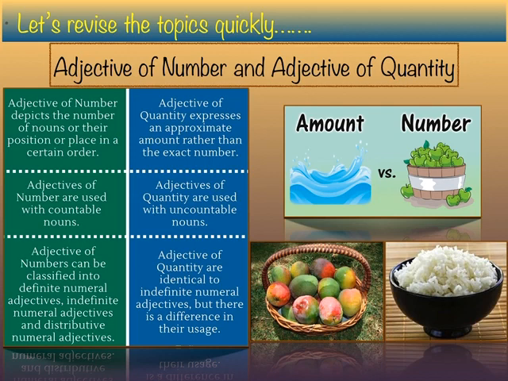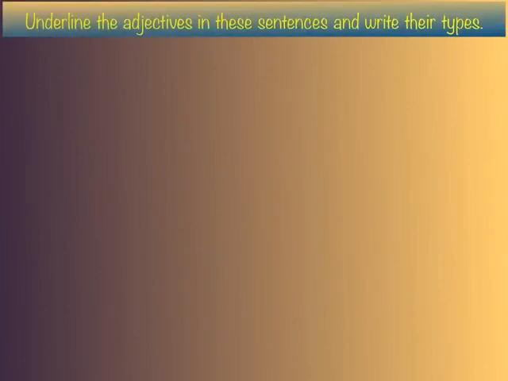Now let's see the exercise which I have given you in the previous video. Please check the answers, students, and rectify it if they are wrong. So the exercise which I gave you was underline the adjectives in this sentence and write their types. Let's see the first one. There is some sugar in the brown tin.